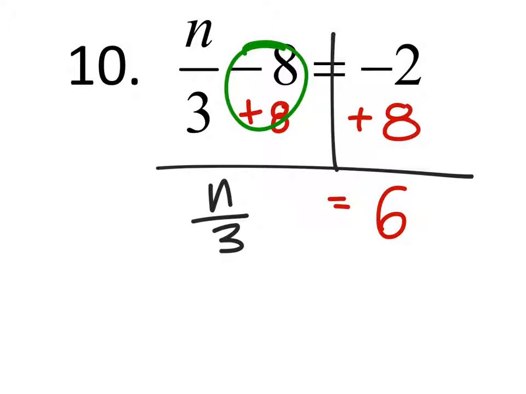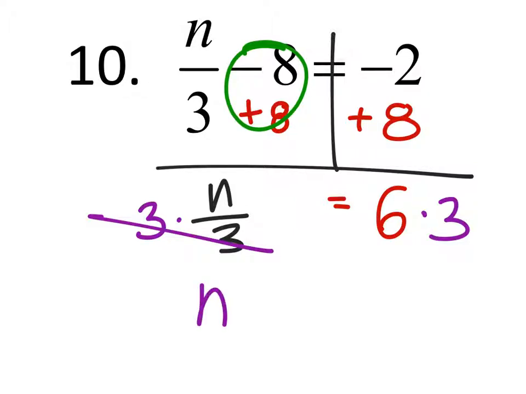Well, I have an n, but it's not really by itself. I've just got to have an n by itself. So how do I get rid of that? Multiply by 3. There you go. See, the multiplication will get rid of the division, and the 3's cancel each other out. Essentially, they become 1. 3 divided by 3 is 1. That's what we wanted. We wanted an n, and 6 times 3 is 18.